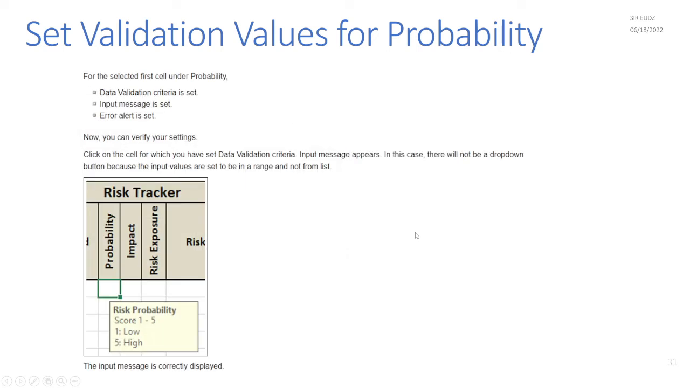Set validation rules or values for probability. For the selected first cell under probability, we have now set the data validation criteria, the input message, and the error alert. Now you can verify your settings. Click on the cell for which you have set data validation criteria. The input message appears. So this is the input message. In this case, there will be no drop-down button because the input values are set to be in a range and not from a list. So we could see here that the input message is correctly displayed.